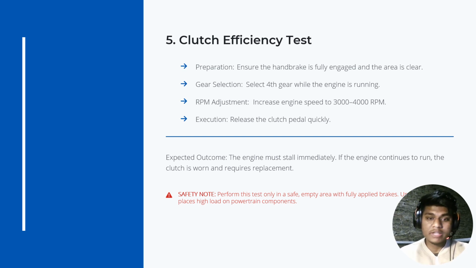Now we move to a critical dynamic test, the clutch efficiency assessment. To perform this safely, I have ensured the handbrake is fully engaged in a clear, open area. With the engine running, I select 4th gear and increase the engine speed to between 2000 and 4000 RPM. Upon releasing the clutch pedal quickly, the engine must stall immediately to confirm the clutch is healthy. If the engine were to continue running, it would indicate a worn clutch requiring replacement. However, this test is used sparingly due to the high load it places on the powertrain.